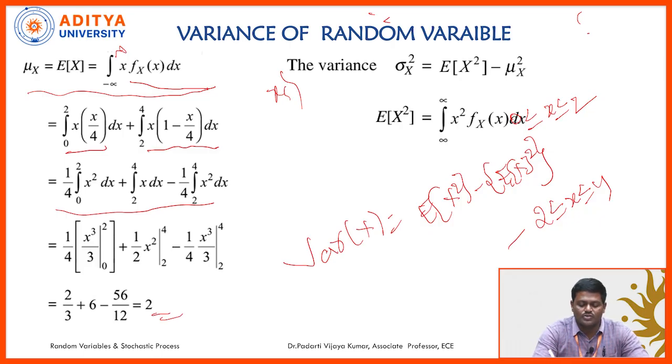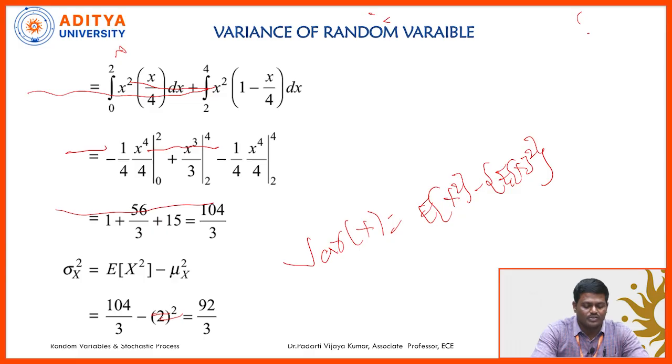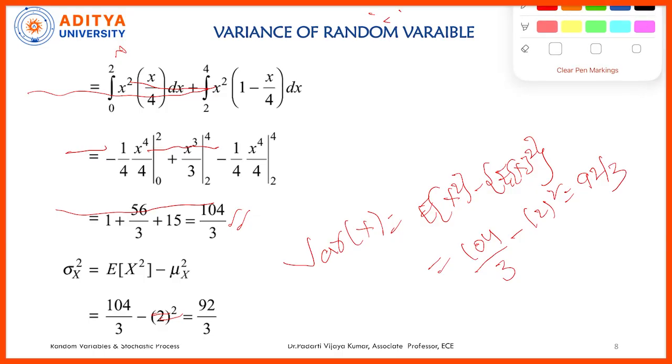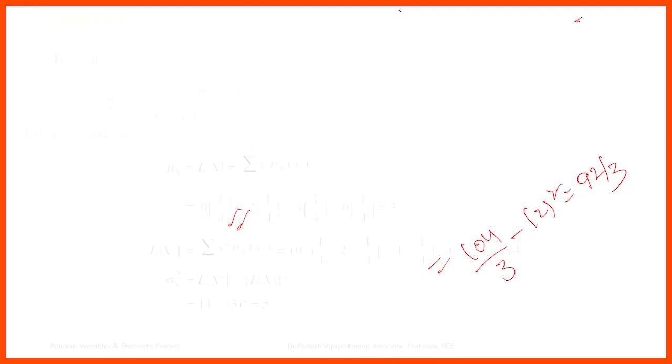Next, e of x square. If you calculate e of x square in a similar manner, we will get 104 by 3. So, now variance of x is equal to e of x square, 104 by 3, minus 2 whole square. We will get 92 by 3. So, based on this fourth property, we have calculated the variance.